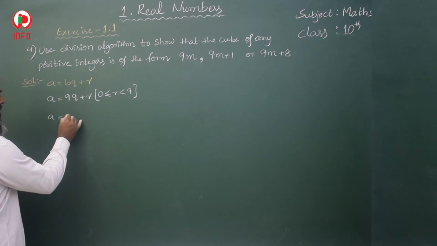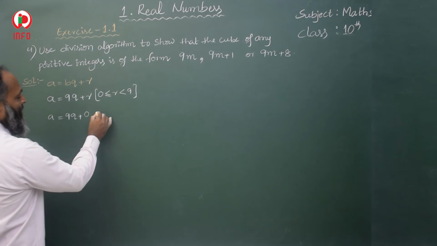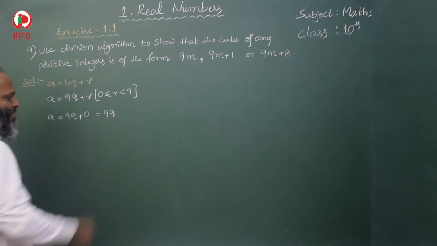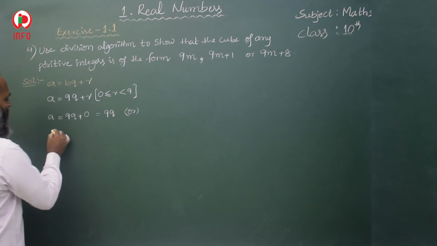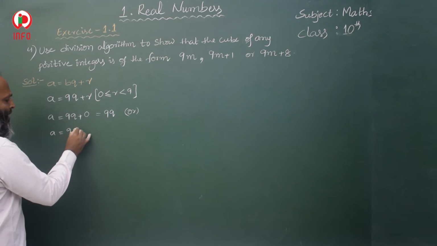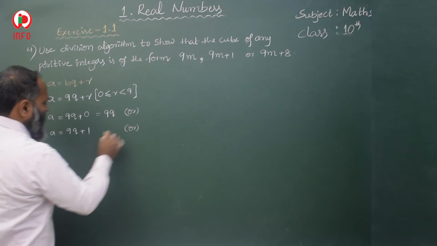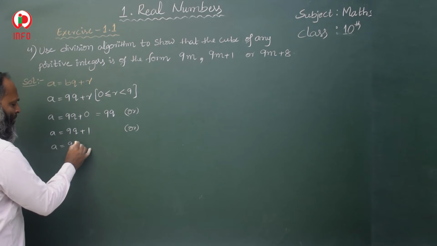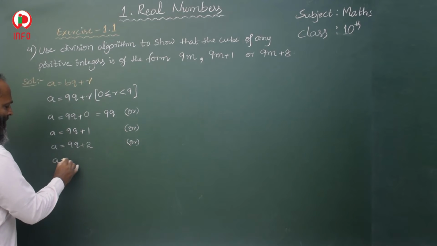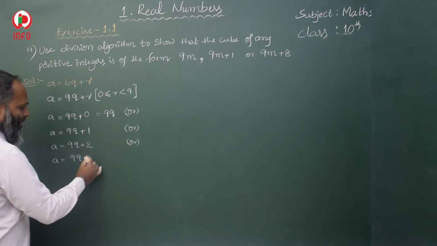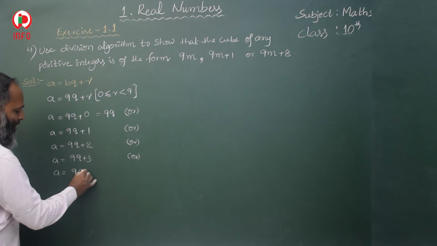A is equal to 9q plus the remainder. If the remainder is 0, then 9q plus 0, that is 9q. The first statement is in the form of 9q. Or if the remainder is 1, then A is equal to 9q plus 1. If the remainder is 2, then A is equal to 9q plus 2. If the remainder is 3, then A is equal to 9q plus 3. Or if the remainder is 4, then A is equal to 9q plus 4.